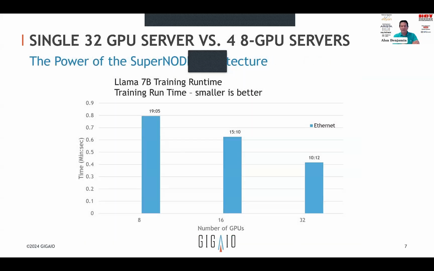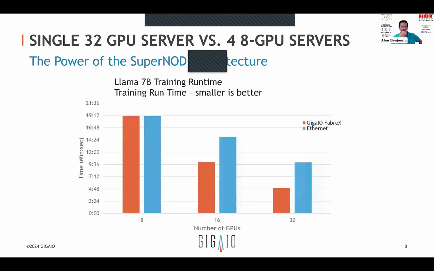So here's some data that comes from one of our customers. They were doing training on a smaller Llama set, 8 GPUs in a server, right? It was taking them 19 minutes. They combined 2 servers now running across Ethernet. 19 minutes goes to 15 minutes, 32 GPUs, 15 went to 10.